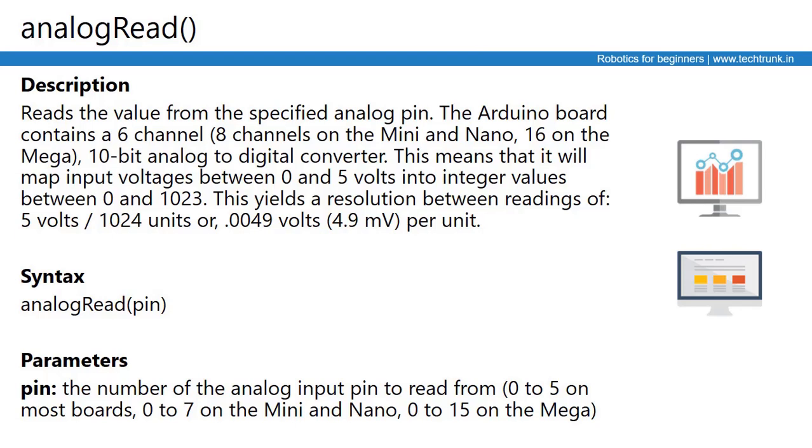The syntax for analog read is analogRead. In brackets, we provide the pin where the sensor or device is connected. The pin parameter is the number of the analog input pin to read from, 0 to 5 on most boards, or 0 to 7 on the mini and nano, or 0 to 15 on the Mega.